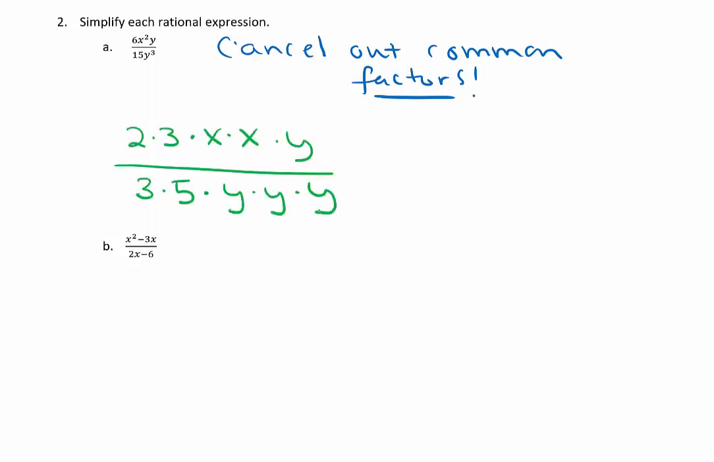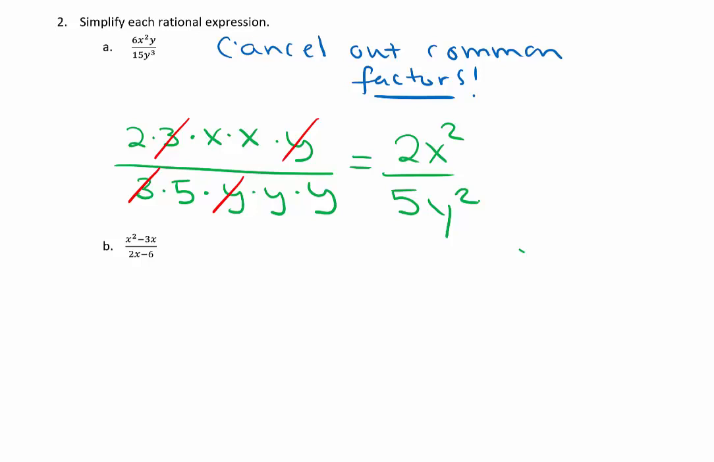So in this first example, I don't see any plus or minus signs. Everything is a product. The numerator is 2 times 3, that's the 6, x times y, and the denominator is 3 times 5 times y times y times y. I have a common factor of 3 and a common factor of y. If I cancel those out, I'm left with 2x squared over 5y squared. And that's my answer. Now, if you want to do this canceling in your head, that is perfectly fine.